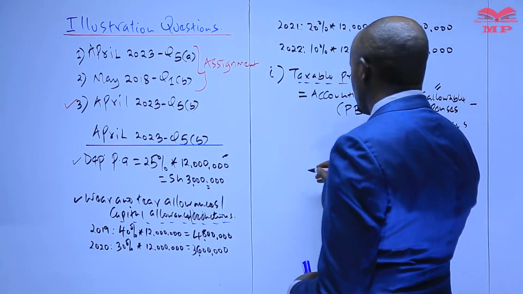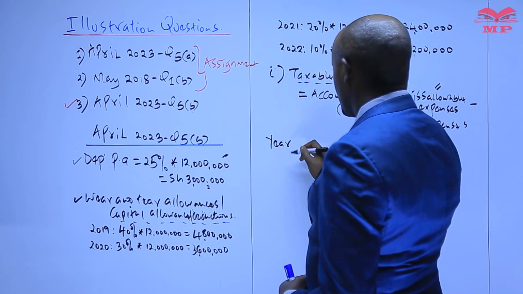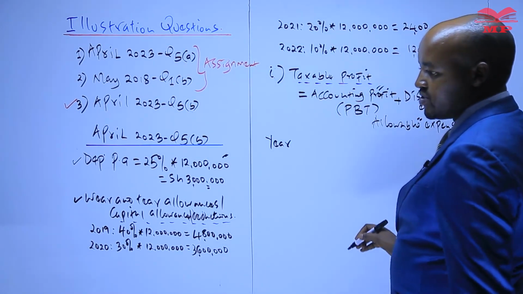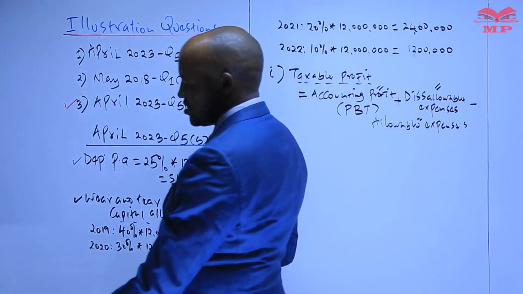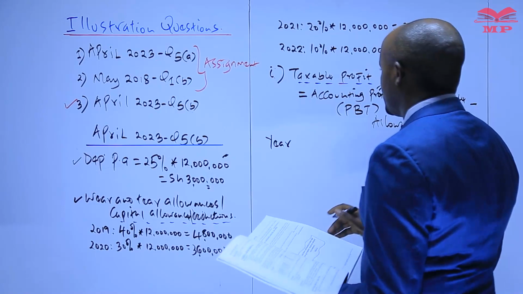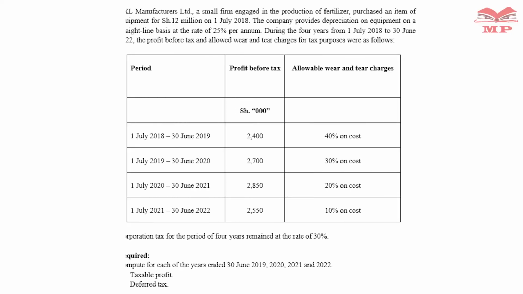So what we need to do is have various columns here for the years which are given. I hope you can see we are given information about 4 years, 2019 up to 2022. So we have the years here: 2019, 2020, 2021, and then 2022. The figures we are given there are in thousands of shillings, so we need to indicate that all our figures will be in thousands of shillings. That is what we need to have first of all here.